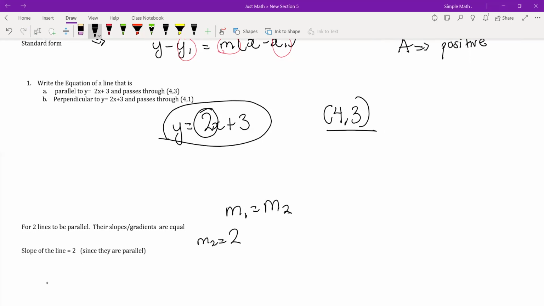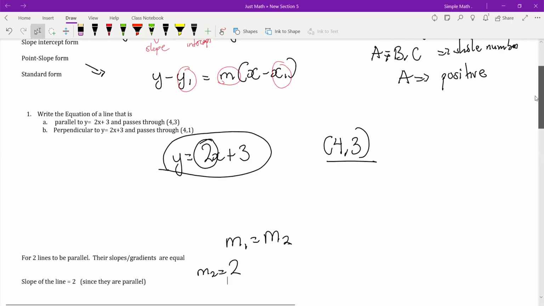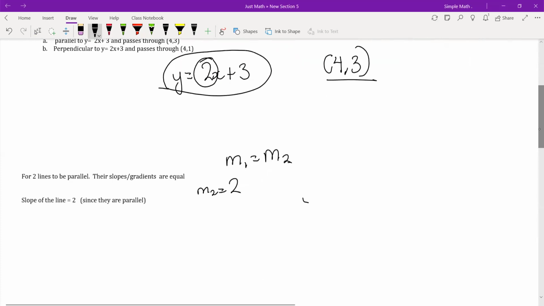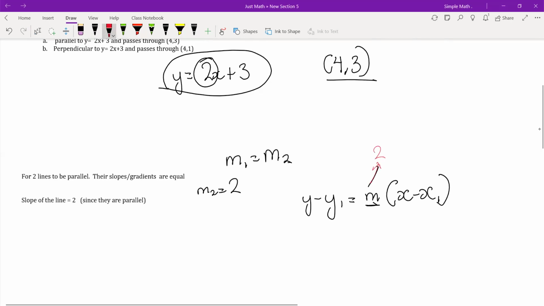Now, how do we find the equation itself? This is where the point-slope form comes in, where we have y minus y1 equals m brackets x minus x1. We know that our slope is already 2, because it's parallel. And then our y1 and x1, these are our points. This is where these will now come in.